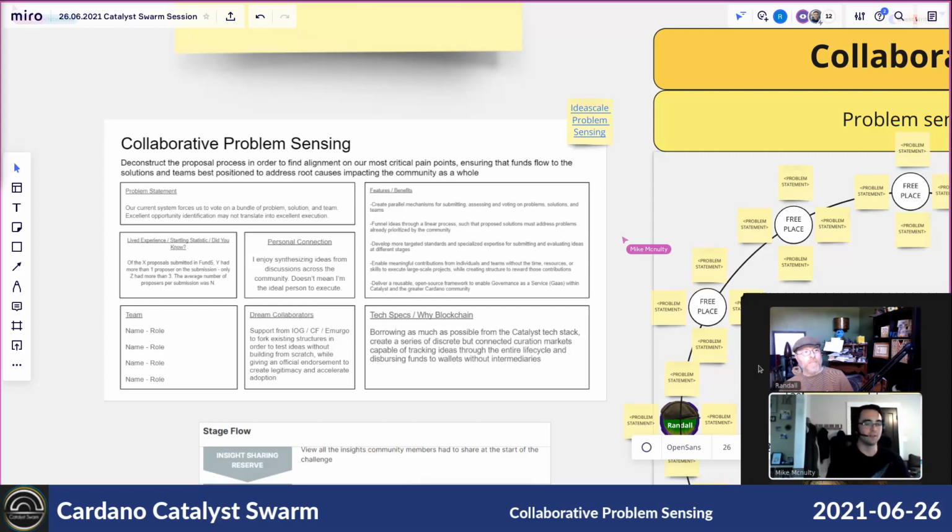The main underlying hypothesis here is that by deconstructing the proposal process a little bit, we might be able to find consensus at every step of the way and co-create these solutions together, such that there's buy-in, we are incorporating different voices, and exploring different ways that we can collaborate and work together in the Catalyst process.